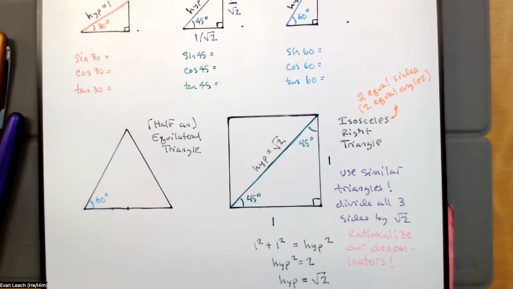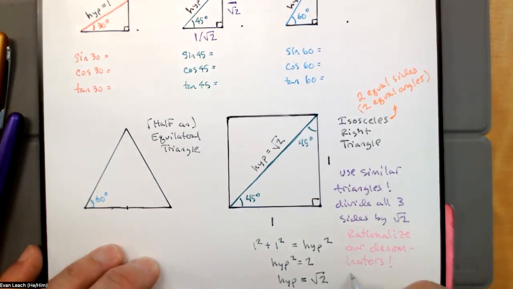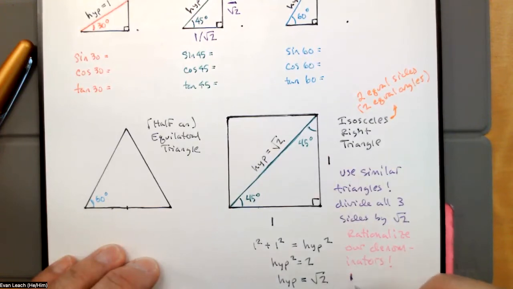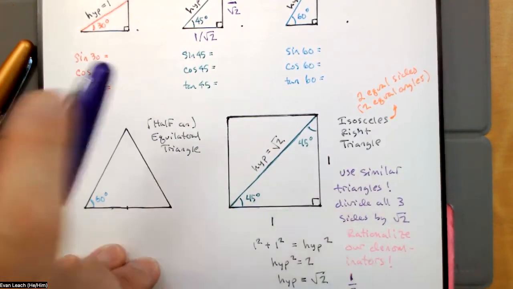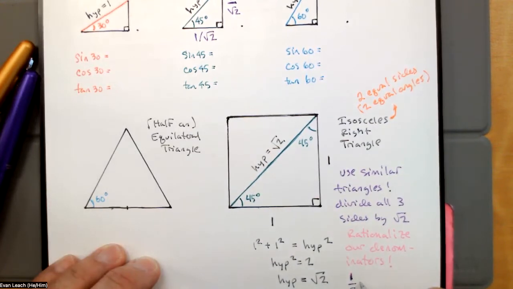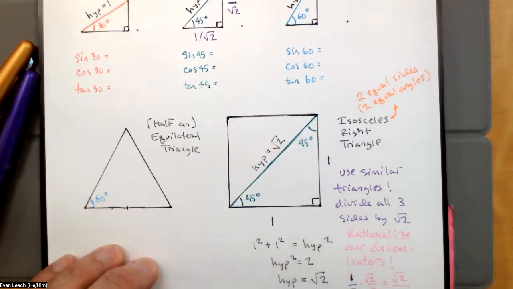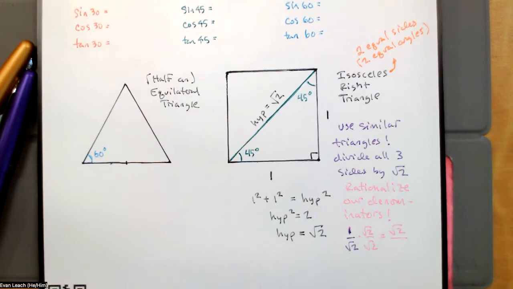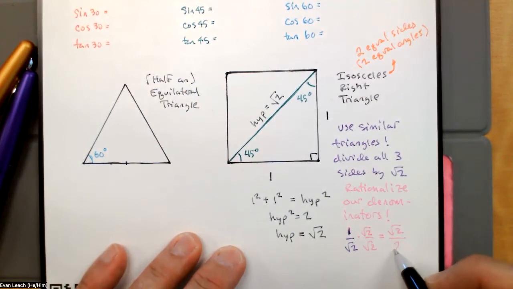So 1 over the square root of 2 is also going to be written as, so we start off with 1 over square root of 2, and we multiply by root 2 over root 2. In the numerator, we have 1 times the square root of 2, which is the square root of 2. In the denominator, we have square root of 2 times the square root of 2, which is the square root of 4, which is 2. So the other way to write 1 over the square root of 2 is square root of 2 divided by 2.